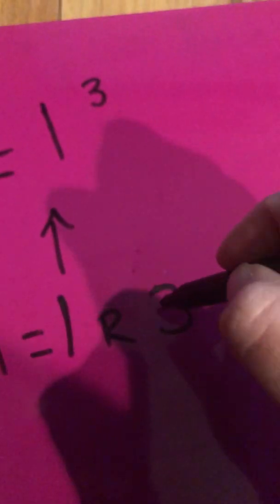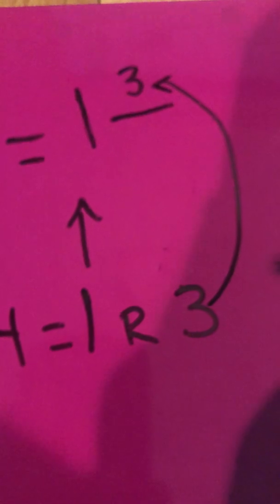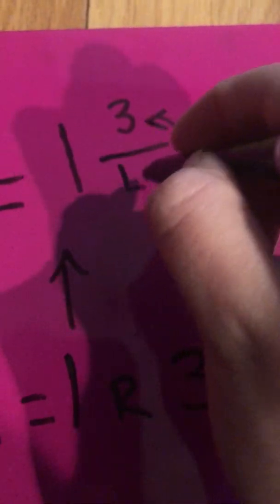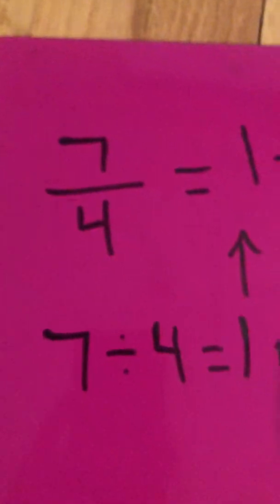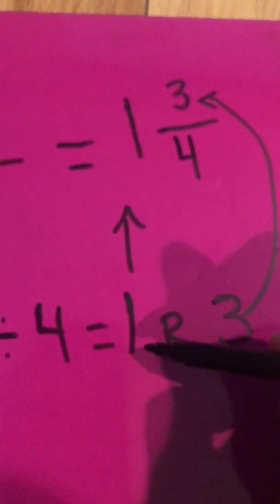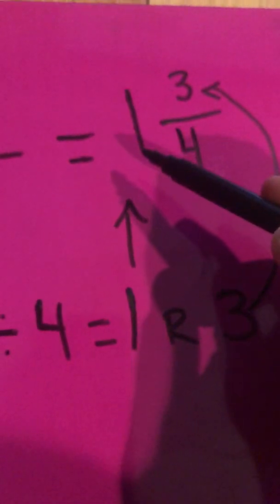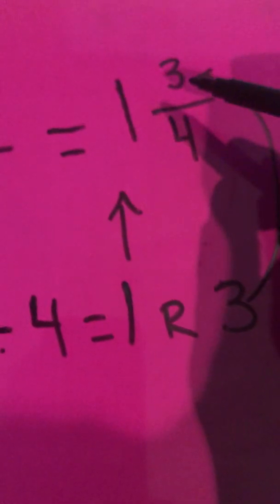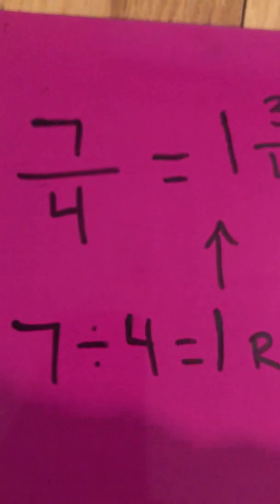My remainder here becomes my numerator. And my denominator is going to stay the same. So if 4 was my denominator in the improper fraction, it is going to be my denominator here. So 7/4 is the same as 1 3/4. Again, my whole number here in my quotient became my whole number in my mixed number. My remainder becomes my numerator, and my denominator 4 is the same denominator that I had before.